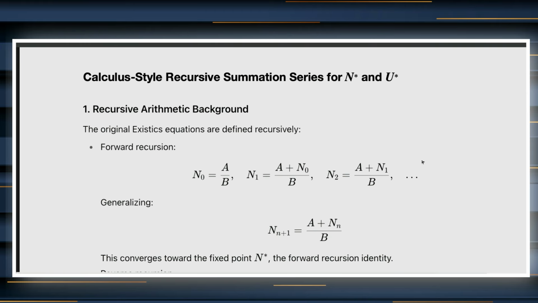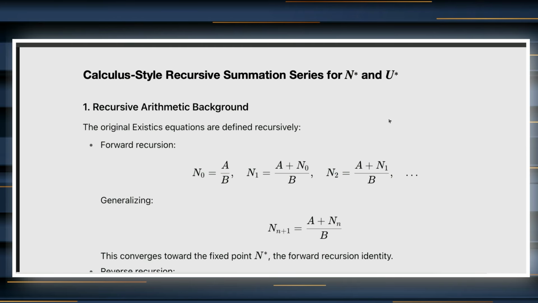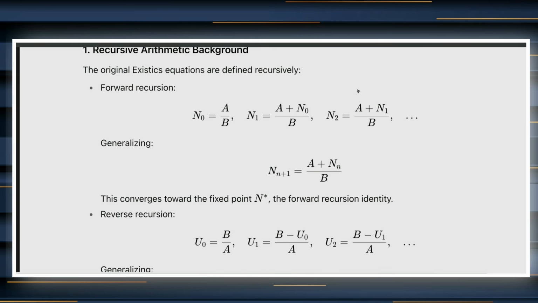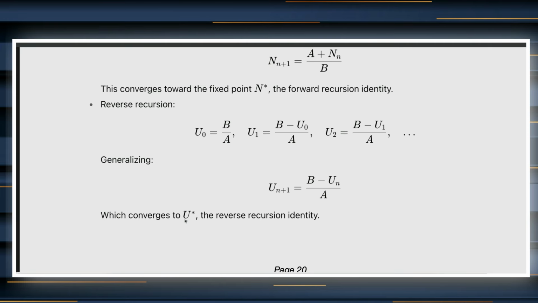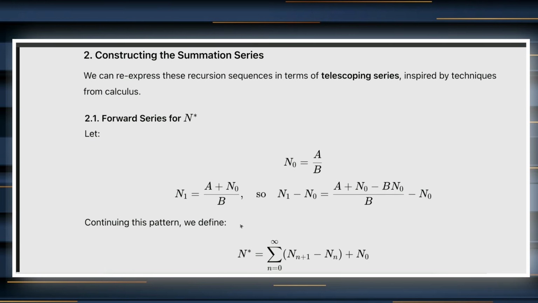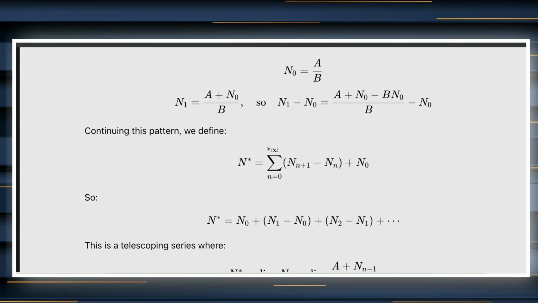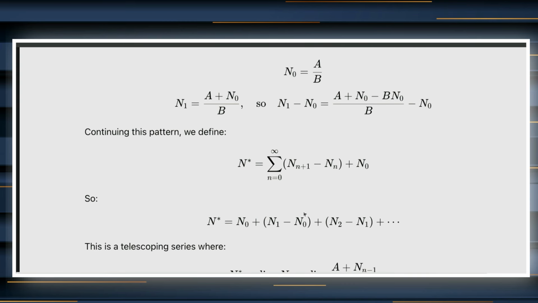All right, so now calculus style recursive summation for series for n star and u star. So here, what we're trying to do is basically bring the Existics equations into the mathematical formalization of calculus. So notice right here, this converges towards the fixed point n star, the forward recursive identity. And then this also here converges to the reverse recursive identity. We keep going algebraically. And so here again, we see that same summation that we had at the beginning. And this summation is nothing more than collapsing this telescoped version of the recursive arithmetic into a summation form.